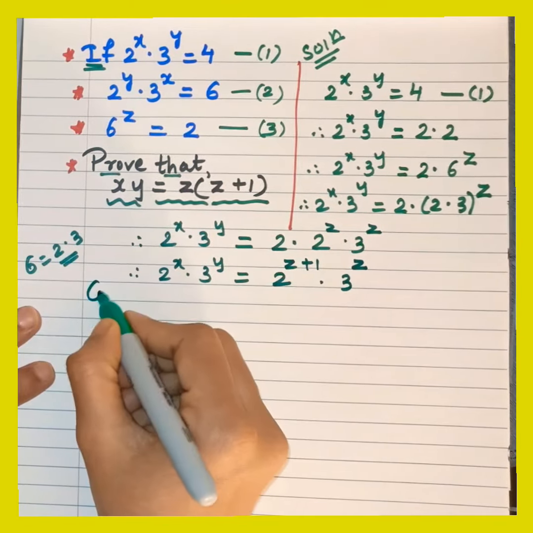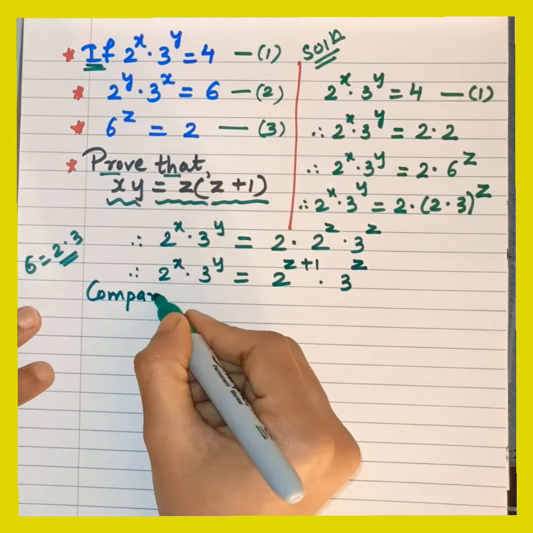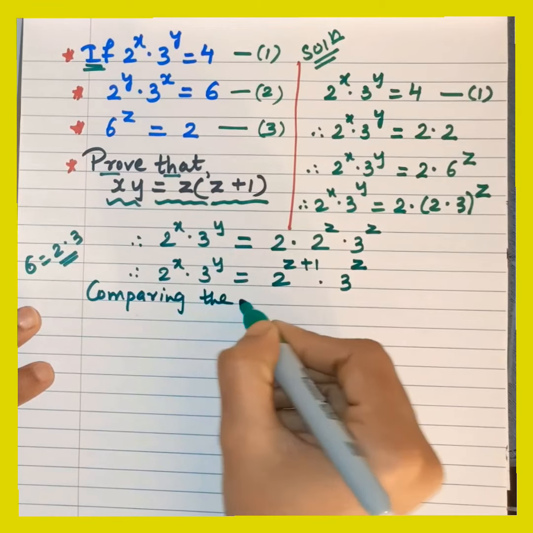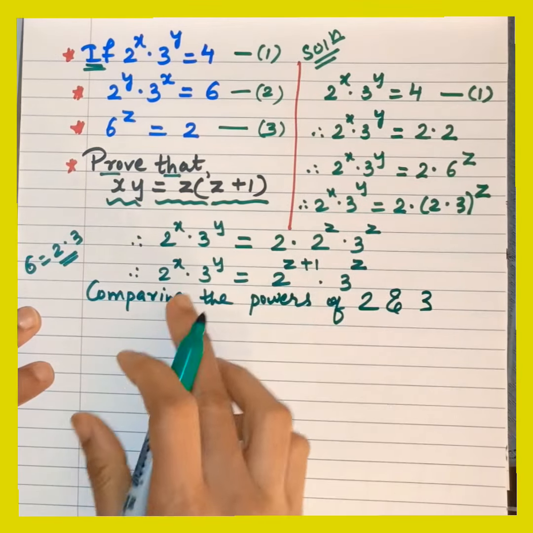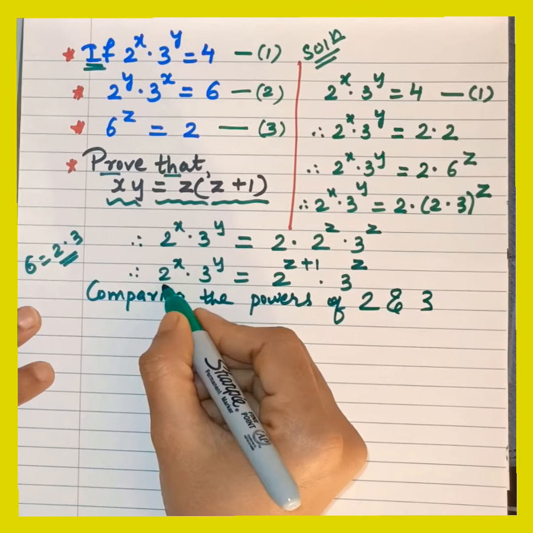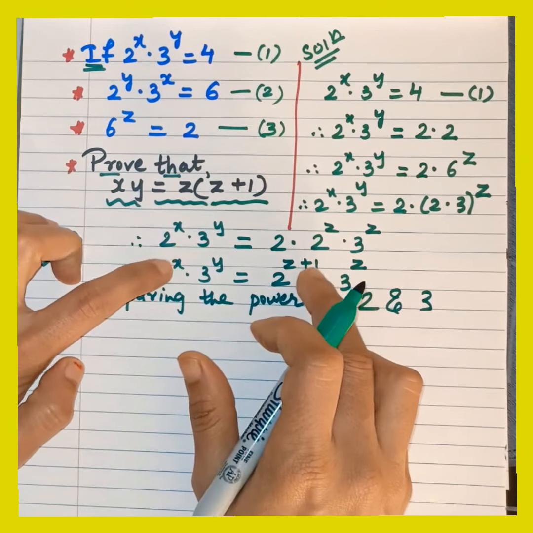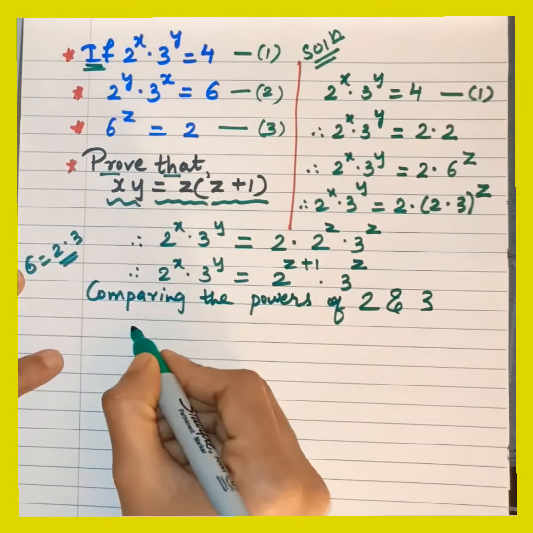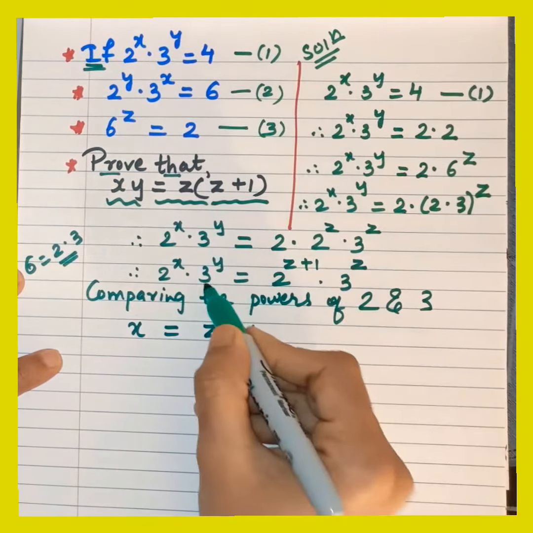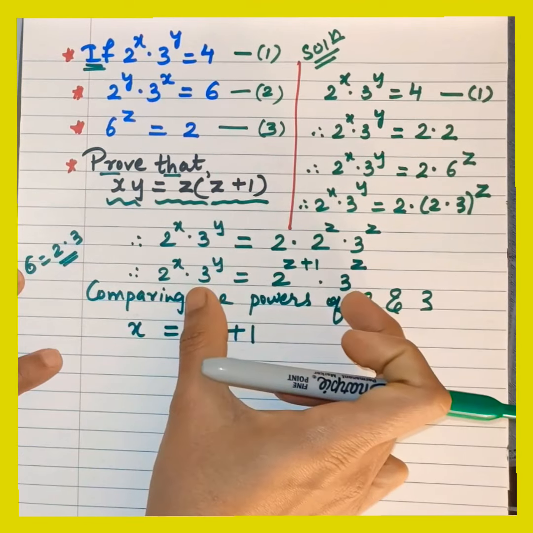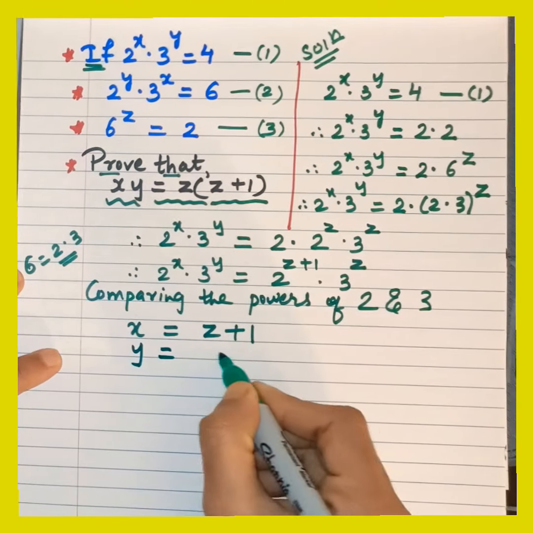Now comparing the powers of 2 and 3, on both sides you can see the bases 2 and 2, and 3 and 3 are same. So now we are comparing the powers of 2 and 3. Here 2^x and here 2^(z+1). The bases are same, so obviously the powers can be taken as equal. So we are getting x = z + 1. Now comparing the power of 3, here also 3 and here also 3. The bases are same, so powers are also same. So y = z. y = z.